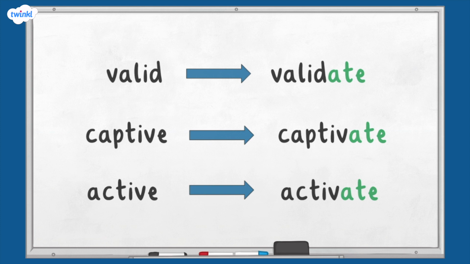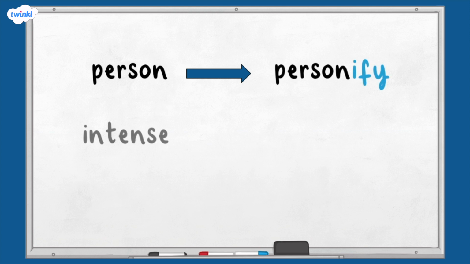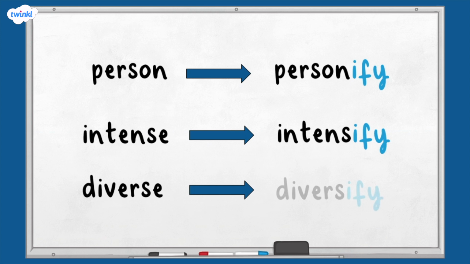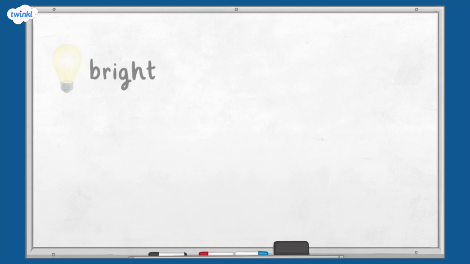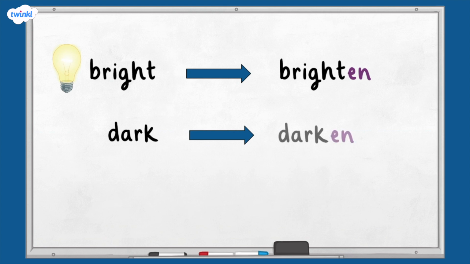The suffix "ify" can be added to the noun person to become the verb personify. Intense becomes intensify. Diverse becomes diversify. Finally, the suffix "en" can be used to change these adjectives to verbs. Bright becomes brighten. Dark becomes darken. Deep becomes deepen.